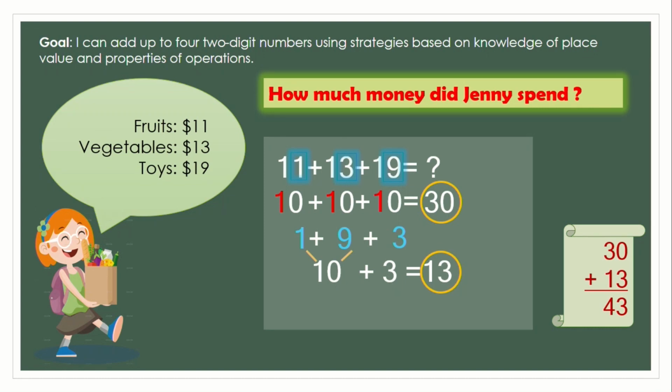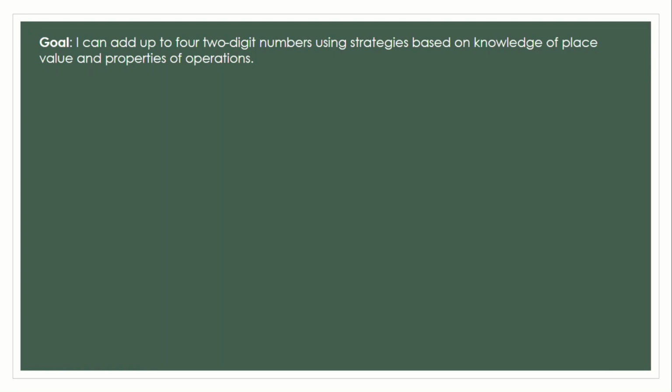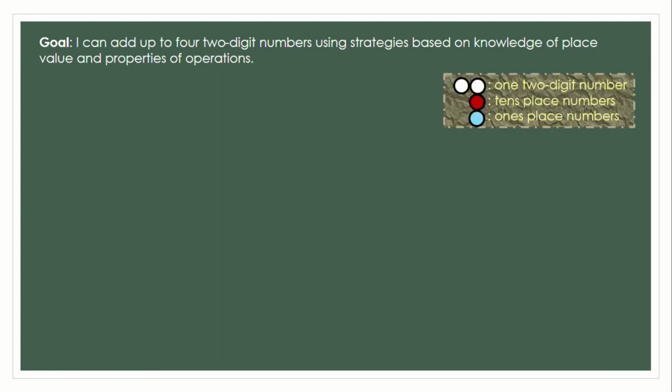Just now, Jenny used the place value strategy and added 3 two-digit numbers correctly. Let's have a brief review. What did Jenny do to solve the math problem? I'm going to use a pair of white circles to represent one two-digit number, red circles to represent tens place numbers, and blue circles to represent ones place numbers.